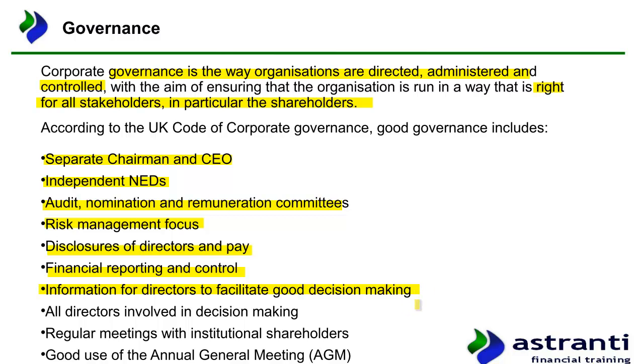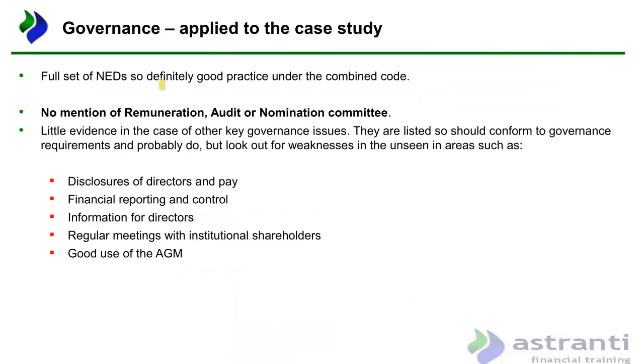Various other aspects of governance include information for directors to help them make good decisions. We'd like to see all directors involved in decision making, not some autocratic system, and we'd like to see regular meetings with the important shareholders, and they might use the AGM to do that. So when we apply all of that to our case company, what do we find? Well, we do find we've got a full set of non-executive directors, so that's definitely good practice under the combined code.